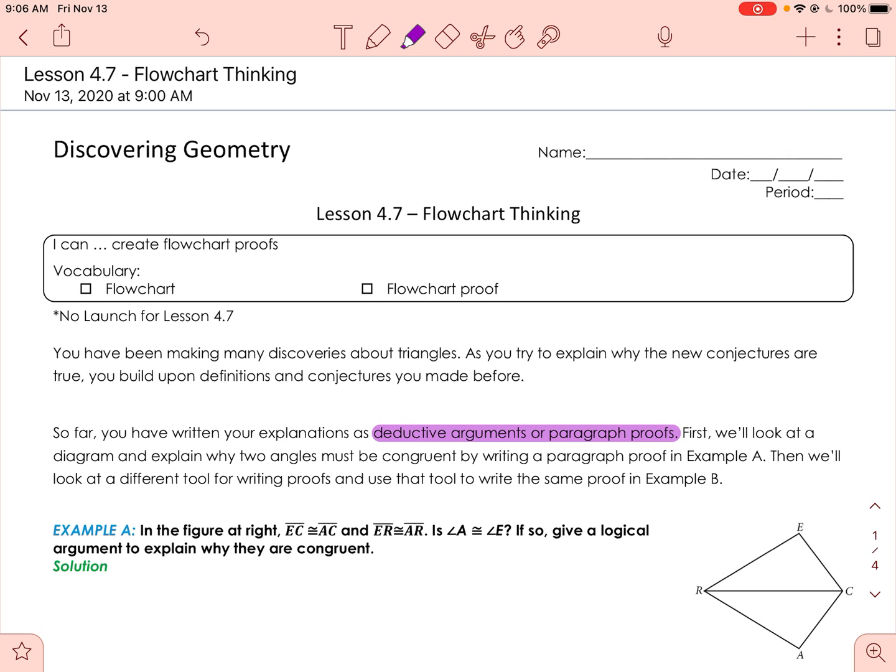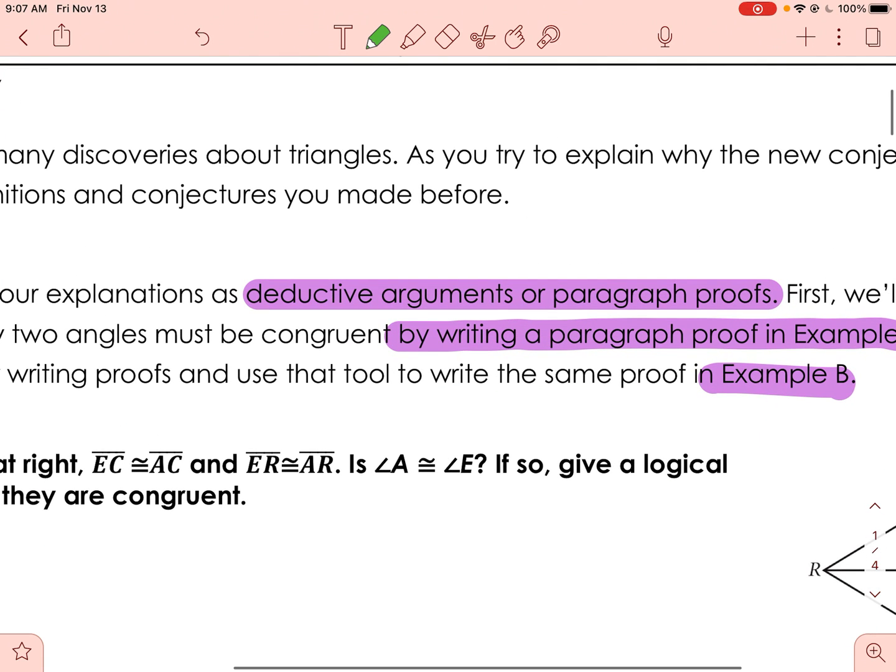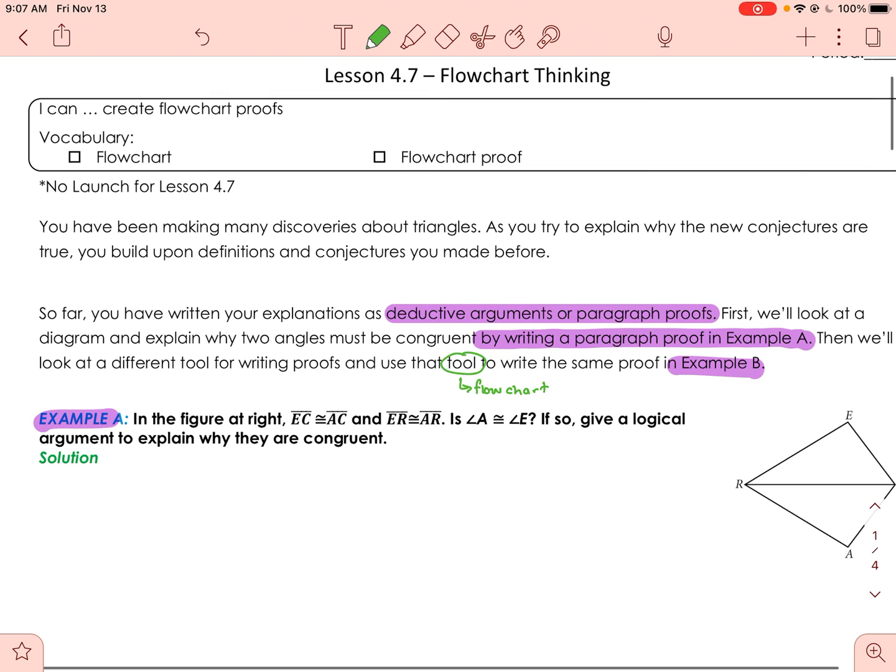So what we're going to do is an example where we prove that 2 angles are equal, and we're going to do that first by writing a paragraph proof in the first example. Then we're going to look at a different tool for writing proofs, and we're going to use that tool to write the same proof that we write in example A in example B using a different method. And the tool that we are going to use is called a flowchart, which you probably have heard of in other classes, maybe even in your math classes.